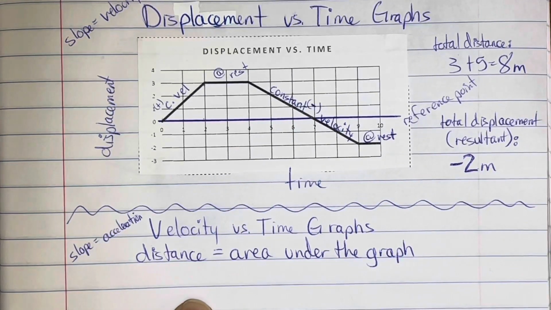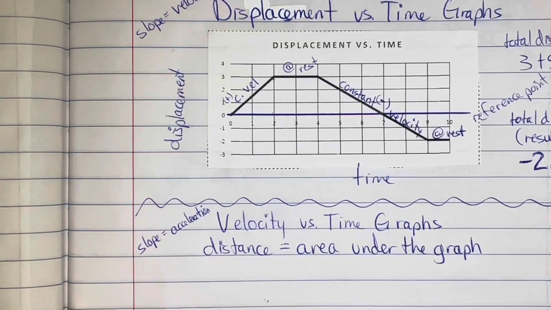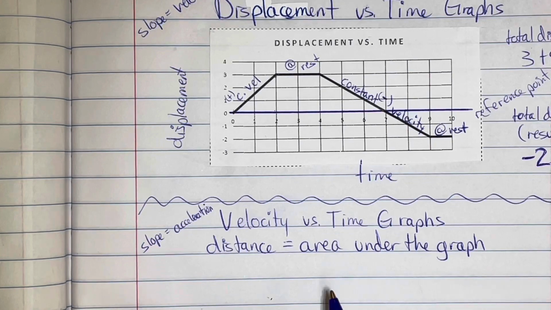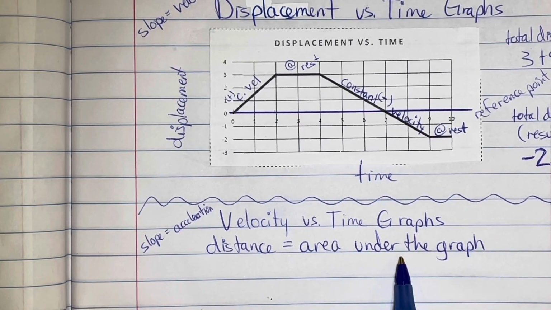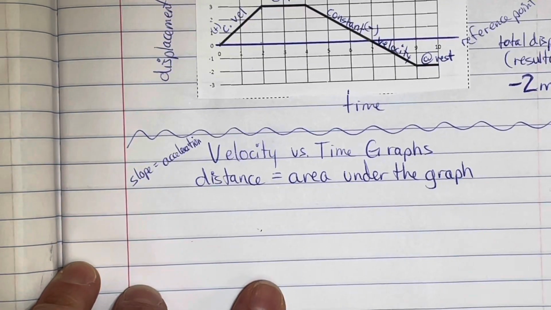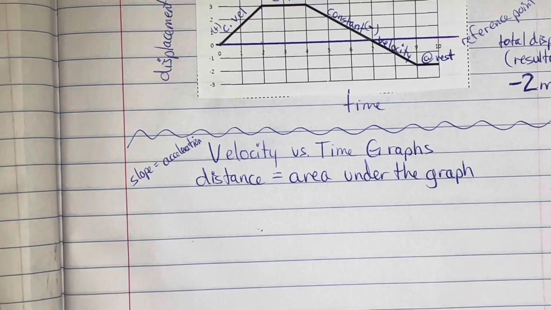So area, like shapes of an area, like the area of a rectangle, the area of a triangle, the area of a square, okay? That idea of area, the area under the graph, applies to these graphs. It's cool, but let me show you.